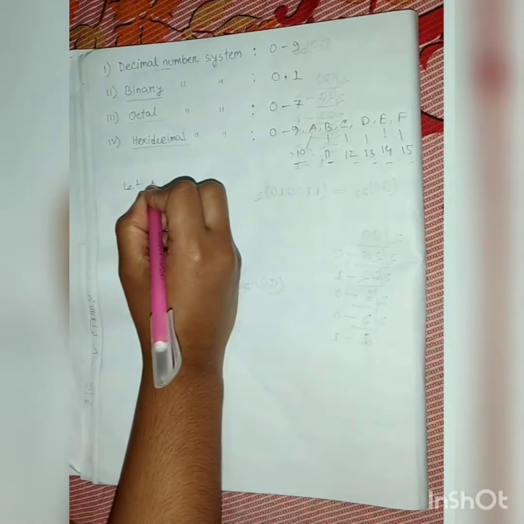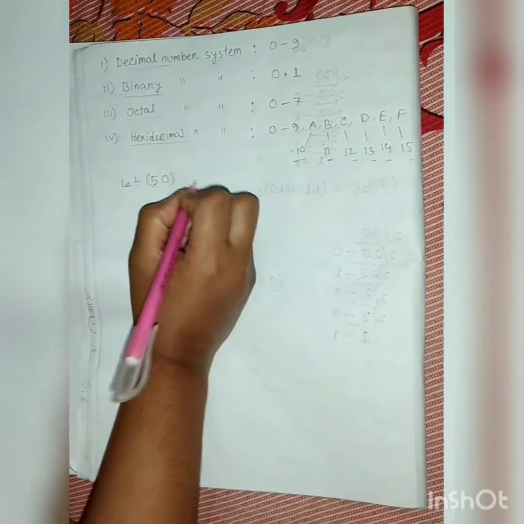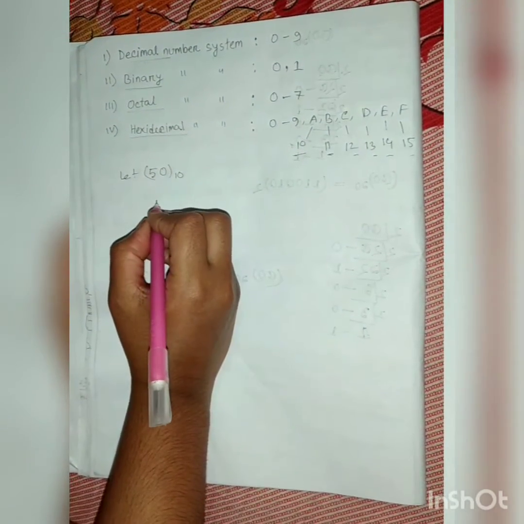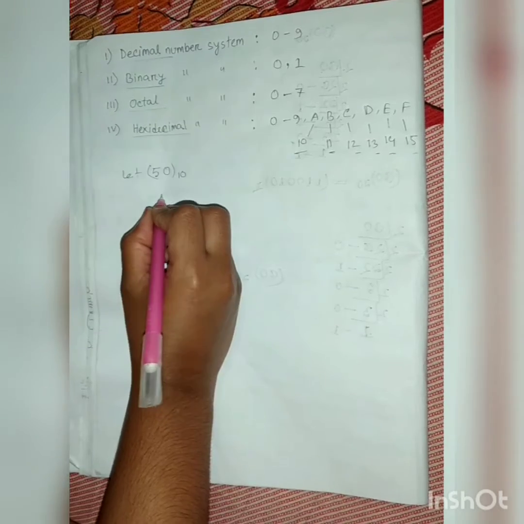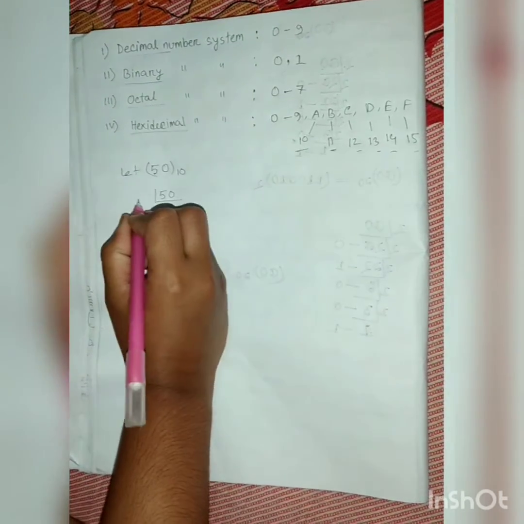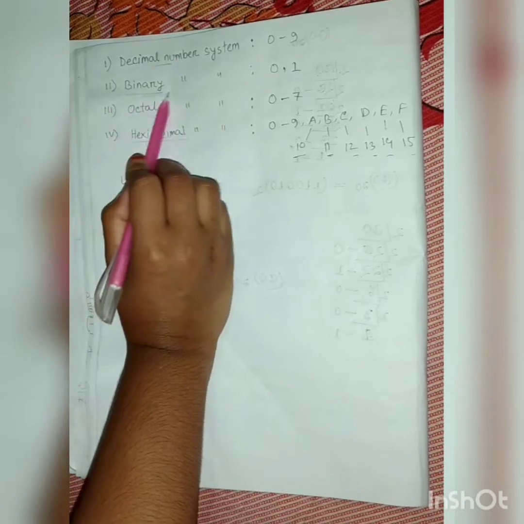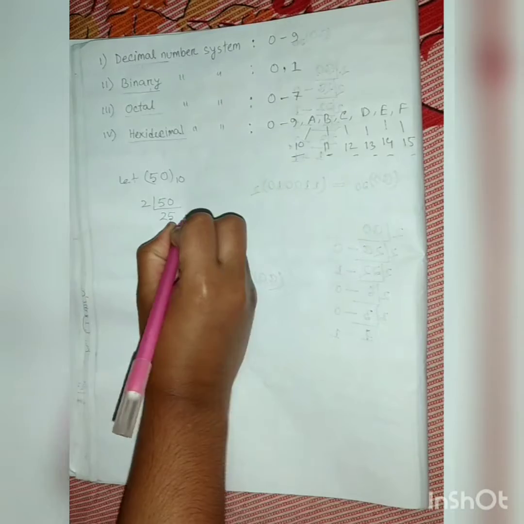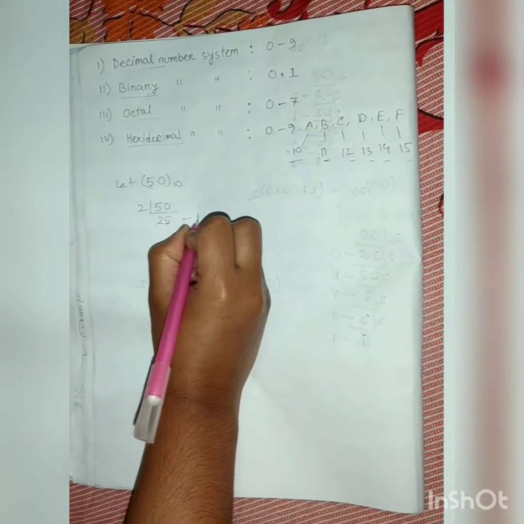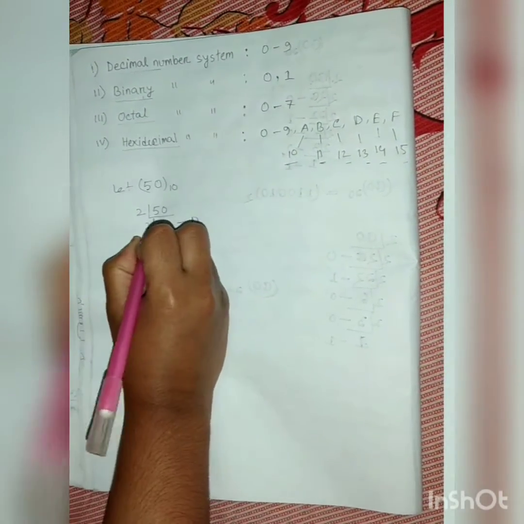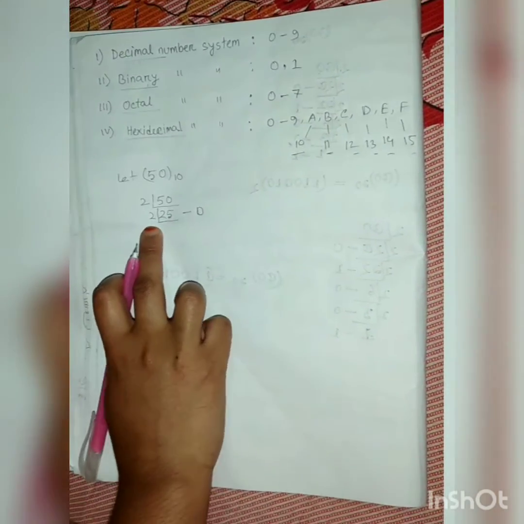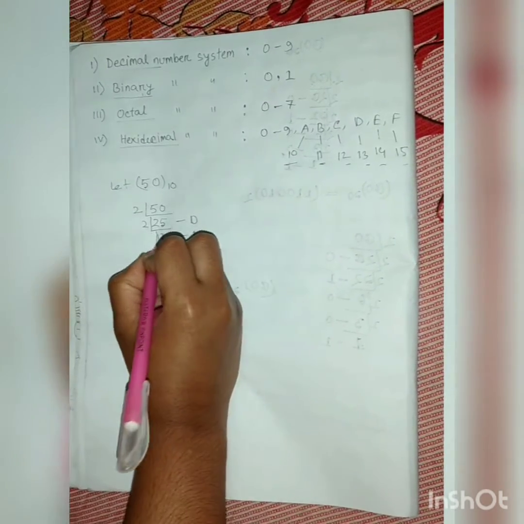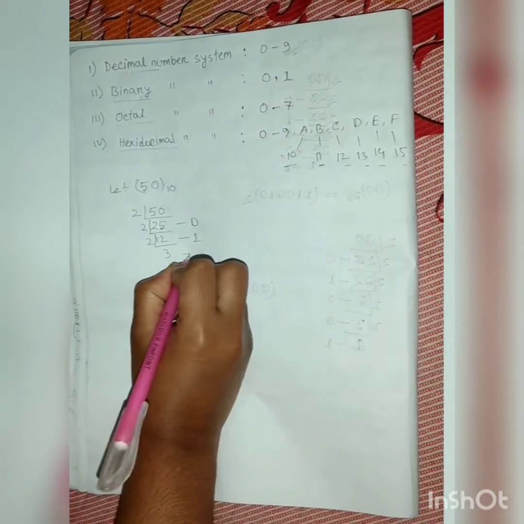Let's take a number 50. It is a decimal number. So if we need to convert it to binary, then we will have to divide it by 2 because its base is 2. So then 25, the remainder is 0. Again we will divide this 25 by 2, then 12, the remainder is 1. Again 3, remainder is 0.